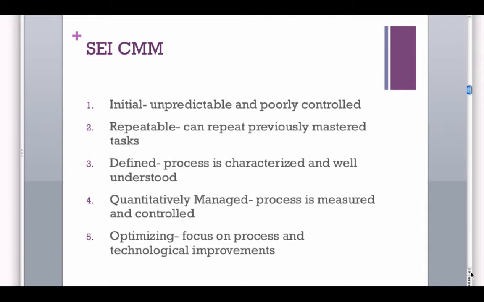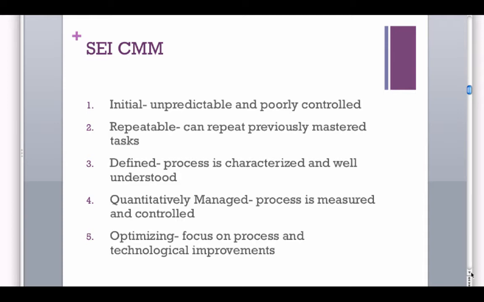Eventually you might have some experience where you can actually repeat tasks. Okay, so that would be level 2. Level 3 is kind of an important plateau. This is when the formal process is actually defined. So it's characterized and well understood, and people are going to follow the process.